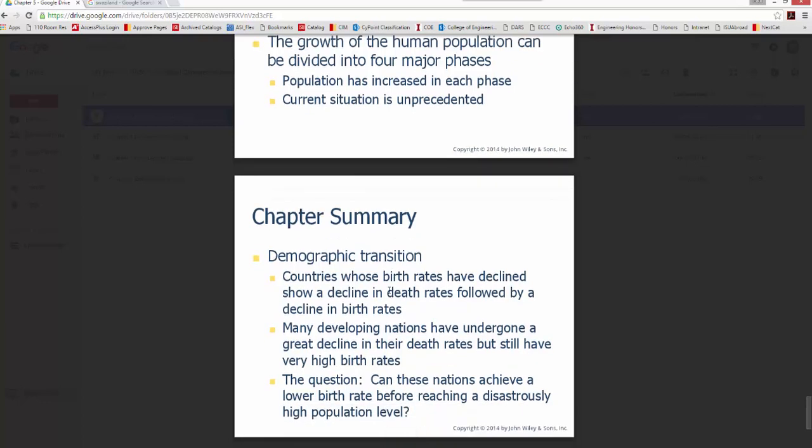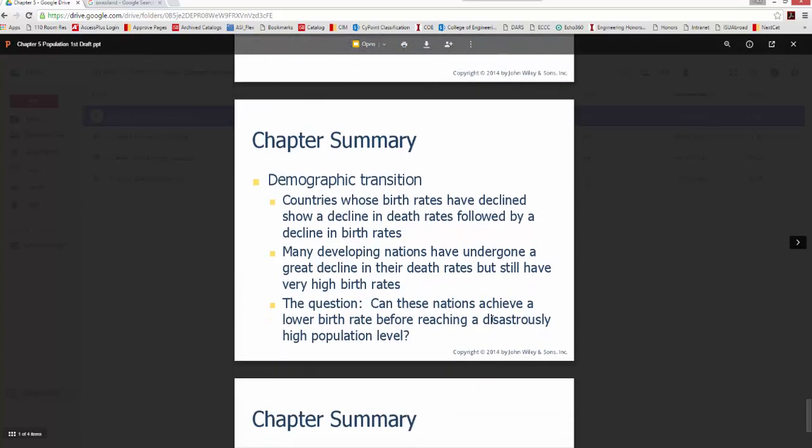We talked about demographic transition, stages 1 through 5. We see that developing nations, such as in Africa, have undergone a great decline in their death rates, but they still have very high birth rates. Birth rates exceed death rates, so their population is still growing. So one question we can look at is, can these developing nations achieve a lower birth rate before reaching a disastrously high population level?